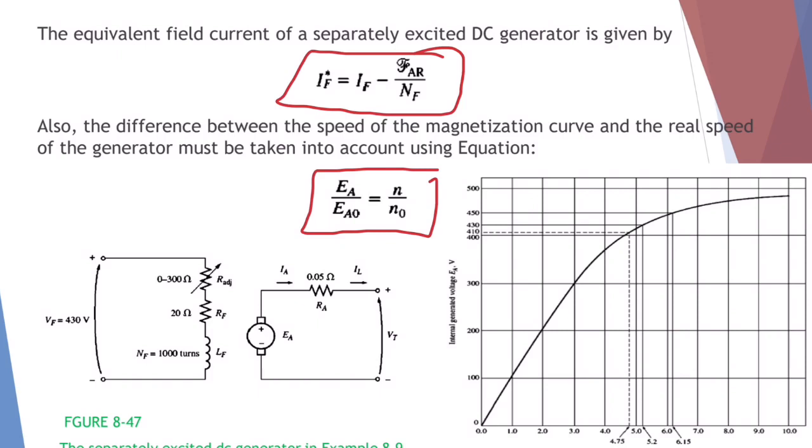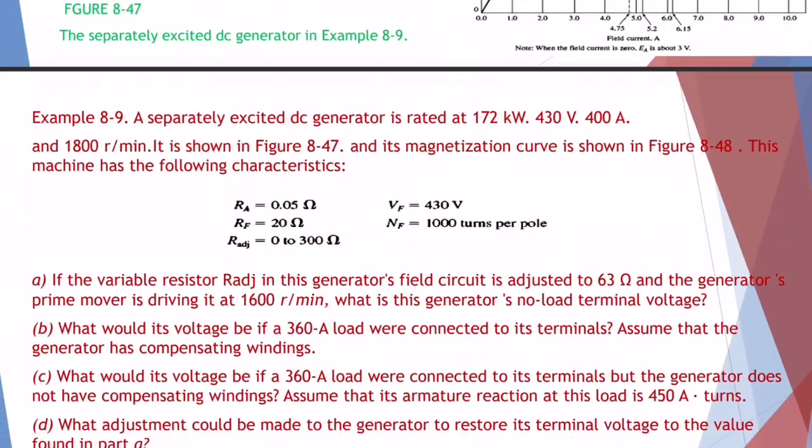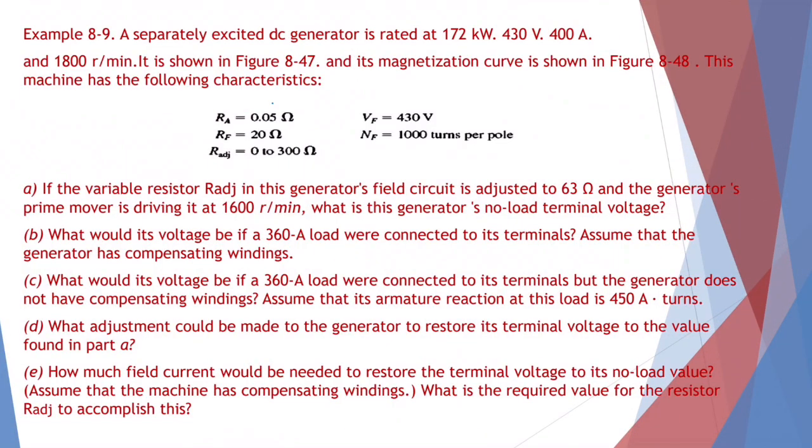This is the separately excited DC generators. For example 8.9, we're going to start to solve example 8.9. A separately excited DC generator is rated at 172 kilowatt, 430 volt, 400 ampere, and 1800 revolutions per minute. It is shown in figure 8.47, and its magnetization curve is shown in figure 8.48. This machine has the following characteristics.